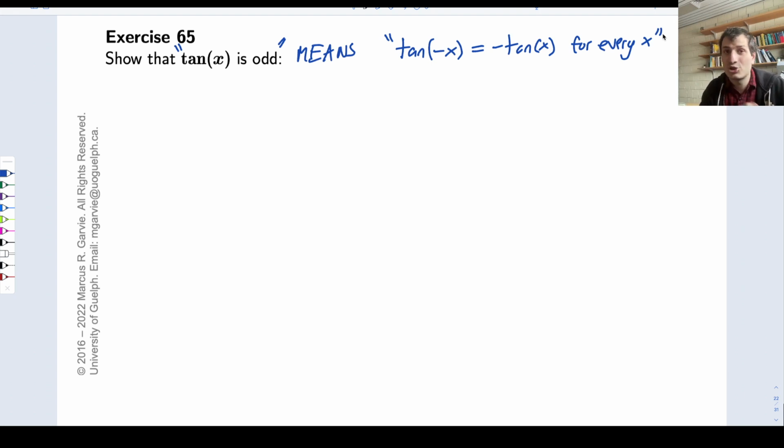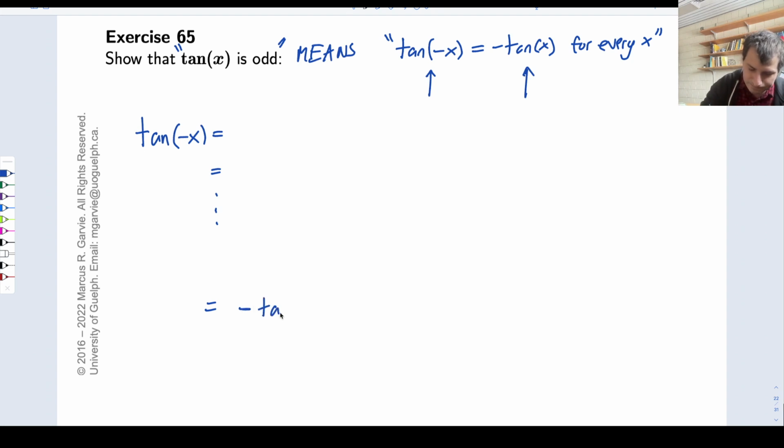So what does it mean to show that the tangent is odd? It means show that it satisfies this property algebraically. How am I going to show that it satisfies this? Well, I'm going to start with tangent of minus x. That's the left-hand side over here, right? And I'm going to do a sequence of algebra steps, and then I'm going to end up at the right-hand side. So the start is the left-hand side, and the ending point is the right-hand side.